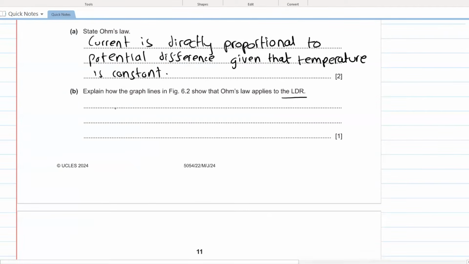Let me use pink as my highlighter. Graph is a straight line passing through origin. Simple as that. Nothing complicated.